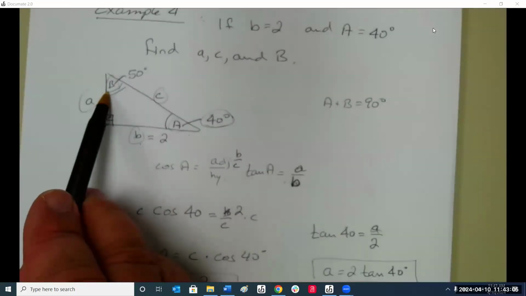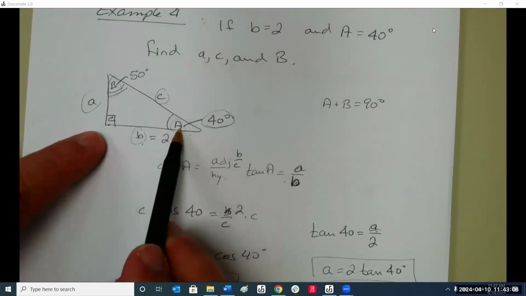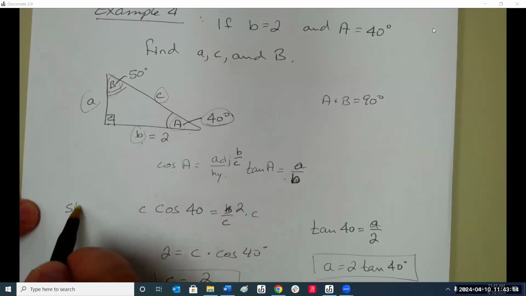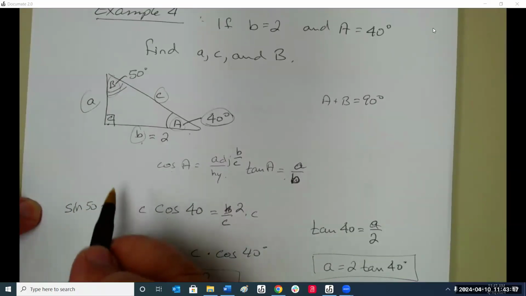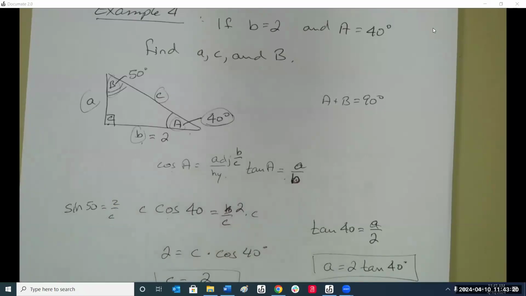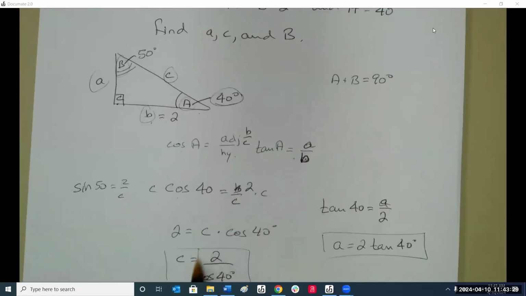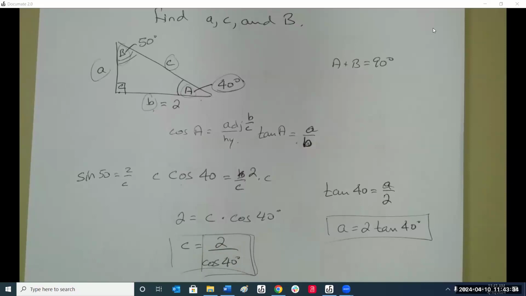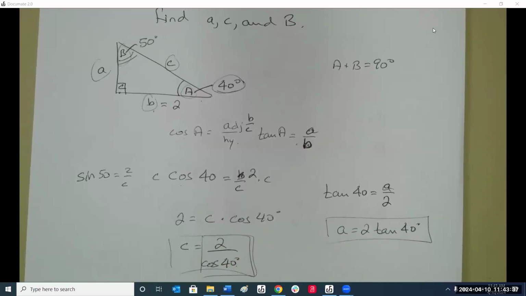Instead of cosine, can we use sine? We could use sine of B. Since we know that this is 40 degrees, that has to be 90. This one has to be 50. So we could also have done sine of 50 is 2 over C. So yeah, there are many other ways you can do it. But as long as you use what you know, your unknown has to equal something that's known. We just plug the calculator in, cosine of 40.